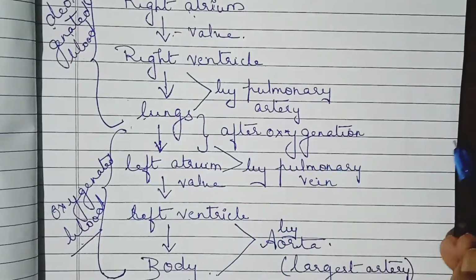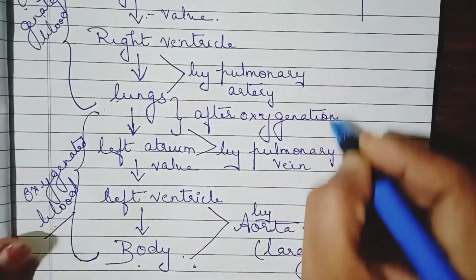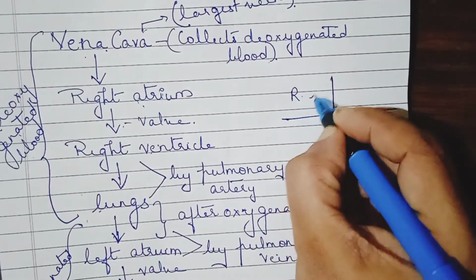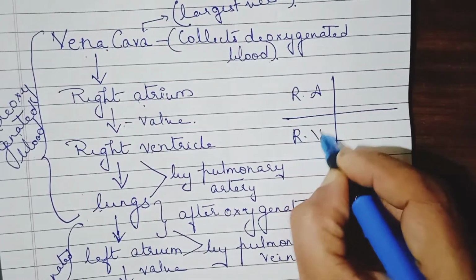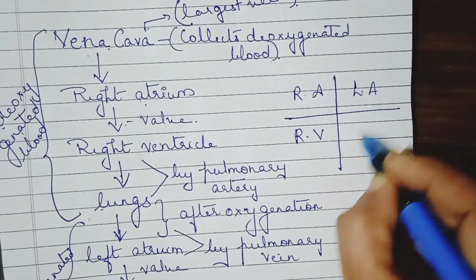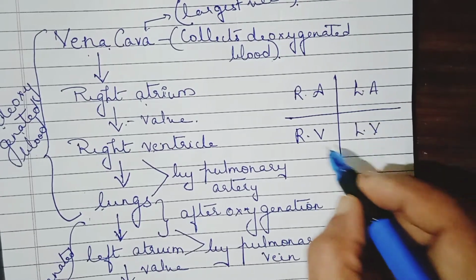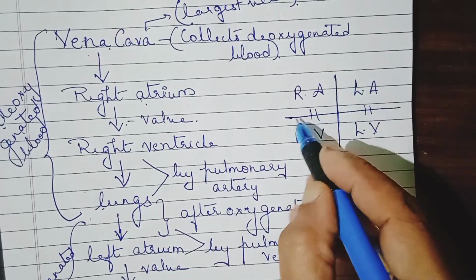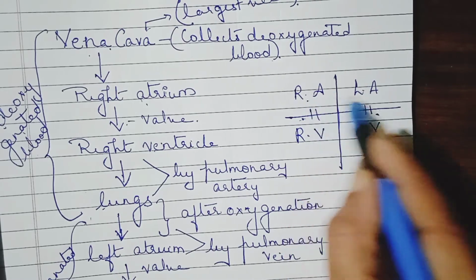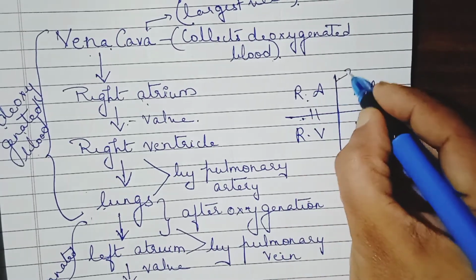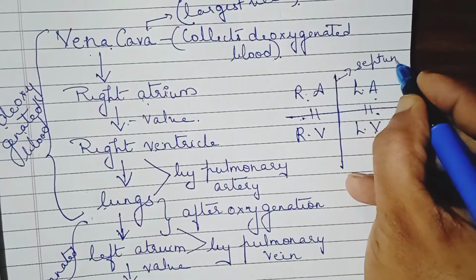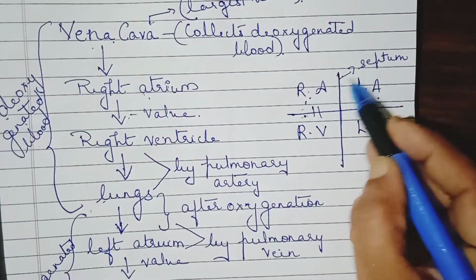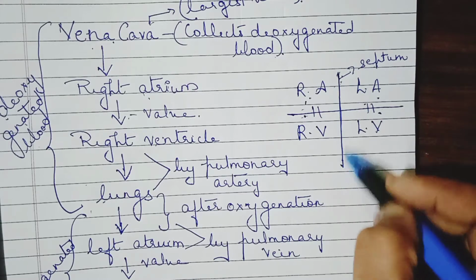That is the reason, if you see the structure of the heart, you have the right atrium, then the right ventricle, then the left atrium and the left ventricle. And here you have the valve. Then this part which separates the right and the left side is the septum. Why is the separation here? Because we need to keep the oxygenated and the deoxygenated blood separately. That is why we have a muscular separation, that is the septum.